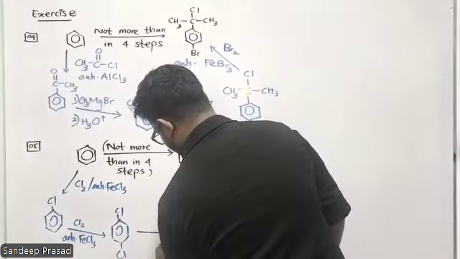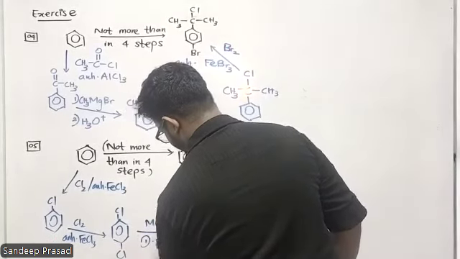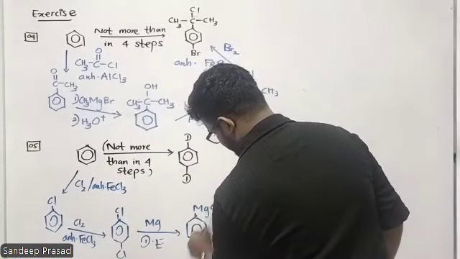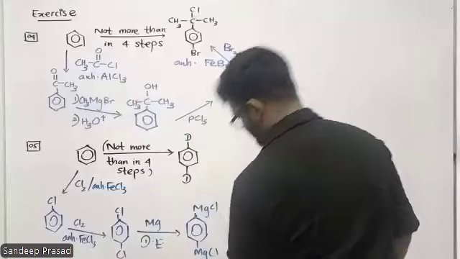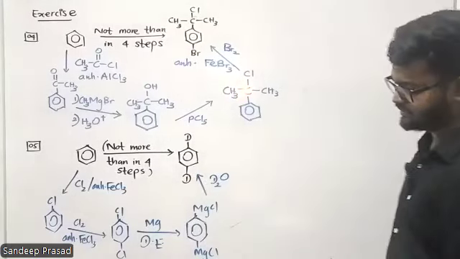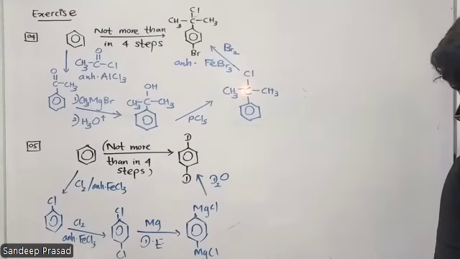Then I can add magnesium. Then I have a Grignard reagent like this, MgCl, and here also MgCl. Then D2O is added in this way. So the conversion is like this.